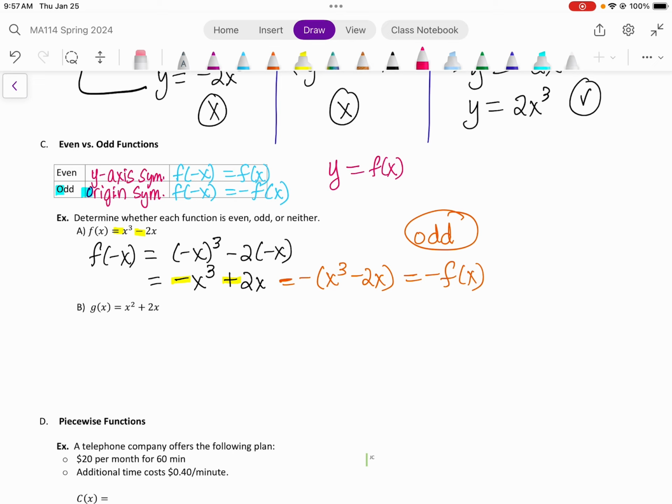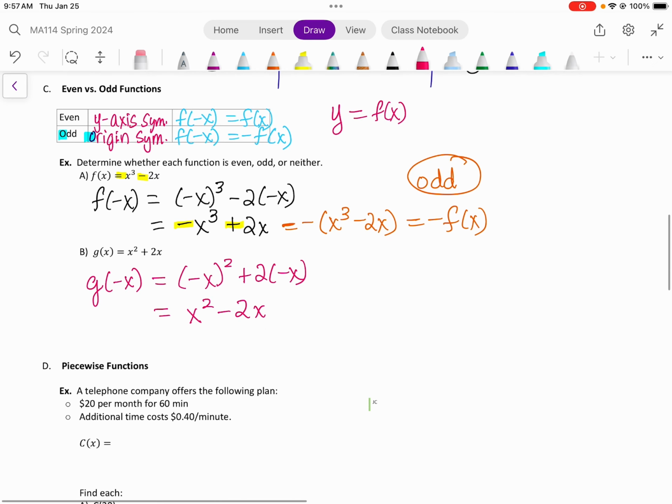Let's try another one. I'll plug in negative x. And I'll have x squared minus 2x. Okay, this one doesn't show up as exactly the same or opposite. This sign is different, but the sign in front's the same. So this one is neither even nor odd.